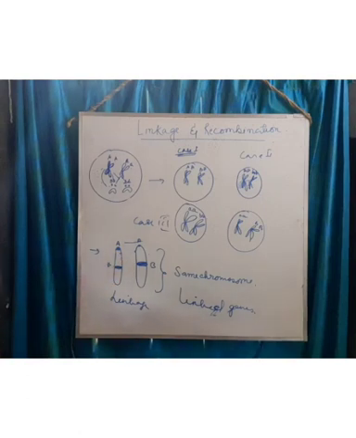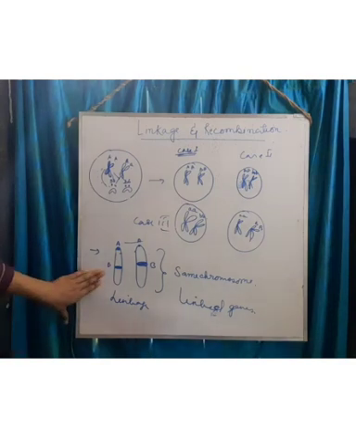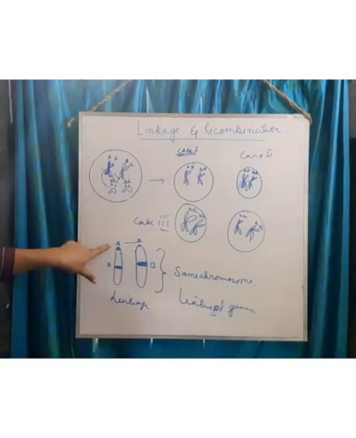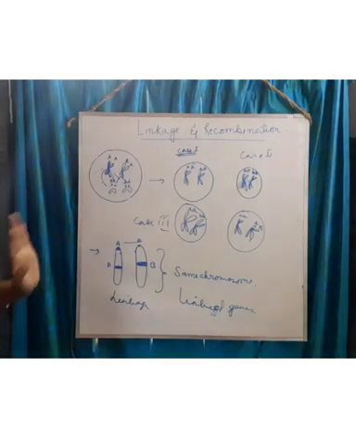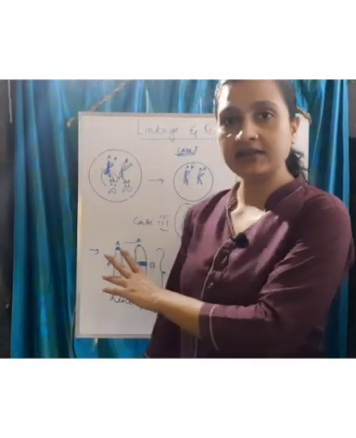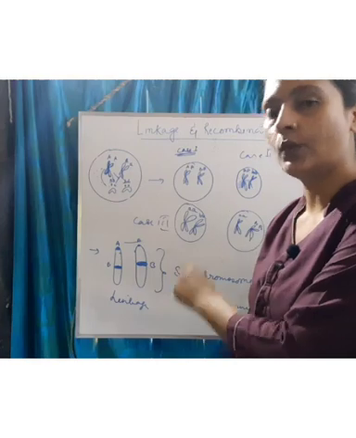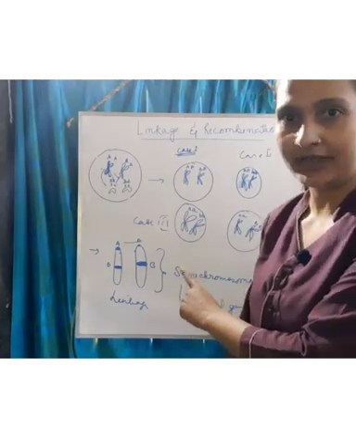Linkage means what? Having some connection, right? To have some connection, or the connection between any two things, is called linkage. And these genes are called linked genes. I hope that independent assortment, what is a linked gene, and what is linkage is clear, right?